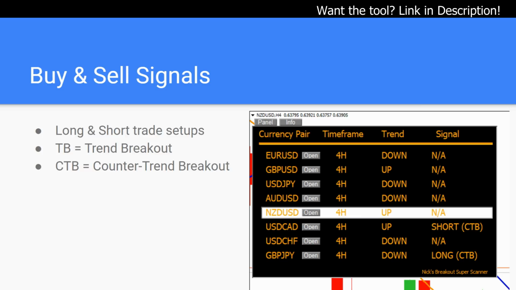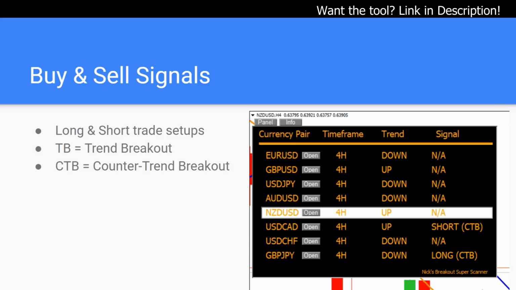You can see the signal section that we mentioned. And look on the bottom right, you have GBP JPY printing a long signal CTB. That means that we have a long counter trend breakout potential setup. Same thing on dollar Canadian. You can see we have a short trade potentially to the downside, right?